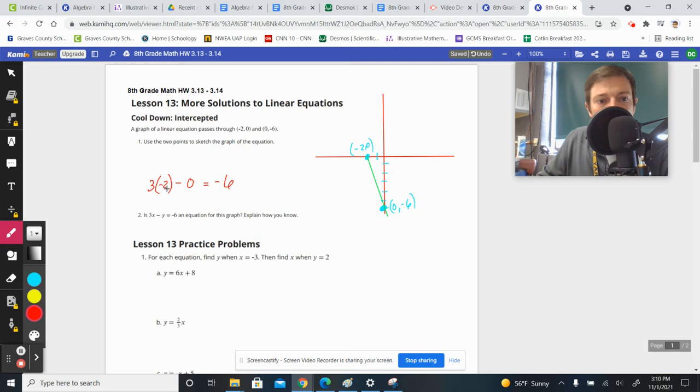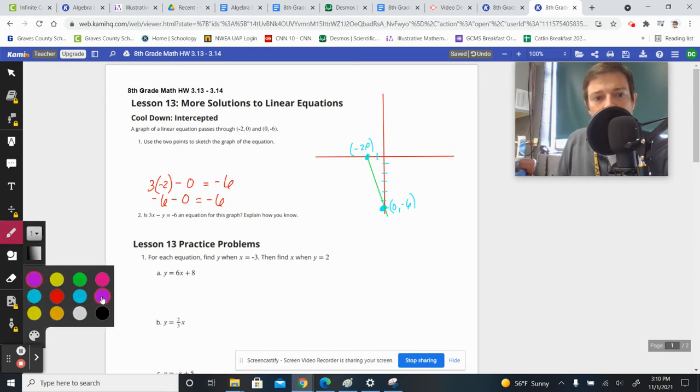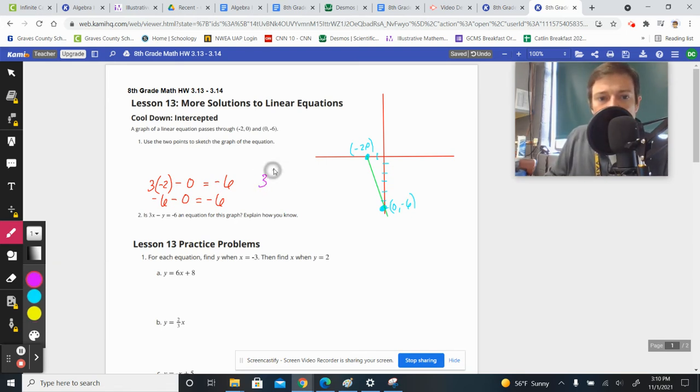So 3 times -2 is -6. And -6 take away nothing is -6. So that one works. Let's try out the other point. If that one works, we're feeling really confident. So let's try out the other point and see if it works. 3 multiplied by x of 0, subtract our y, which is actually a -6. Does that equal -6? Well, 3 times nothing is 0. And 0 minus a -6 is really the same as adding 6. And 6 does not equal -6.